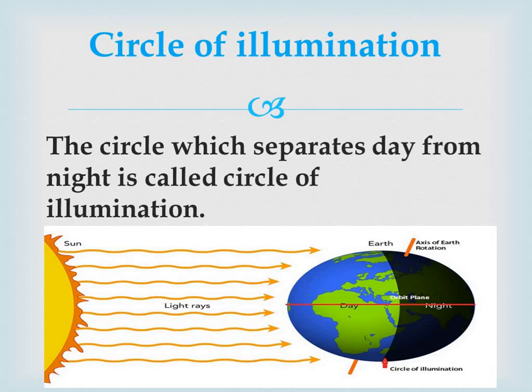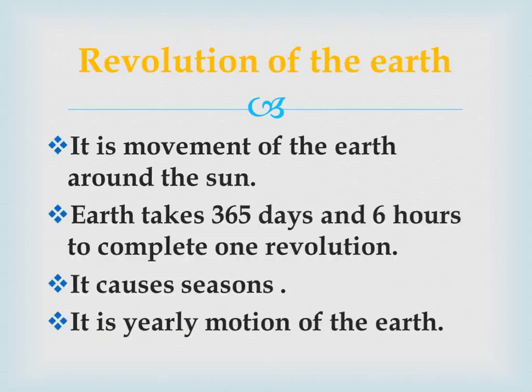And the line, the circle that is separating both day and night, that is the circle of illumination. We can explain the formation of day and night by the same diagram: the part facing the sun, getting sunlight, has day, and the part that is in darkness has night. So by this diagram we can explain the circle of illumination as well as the formation of day and night.